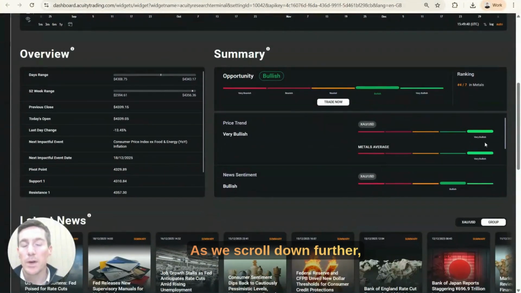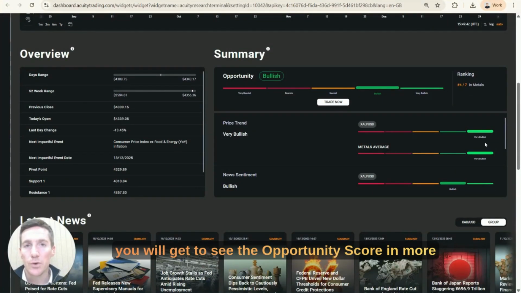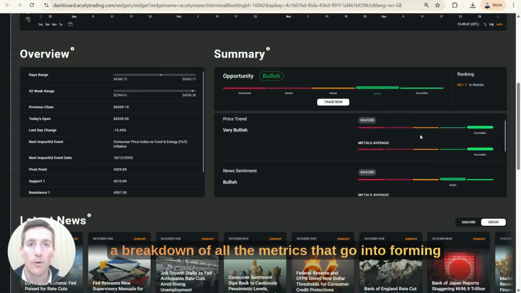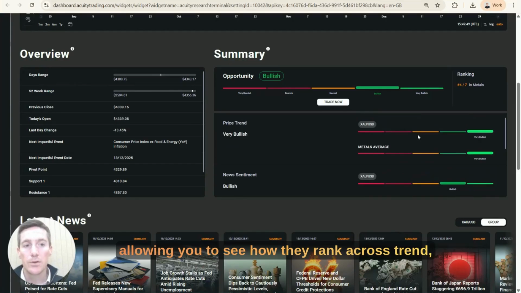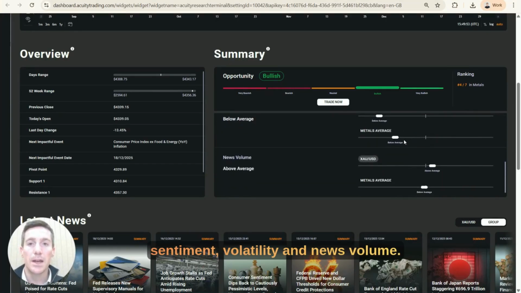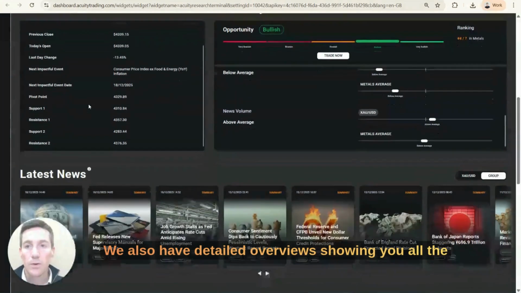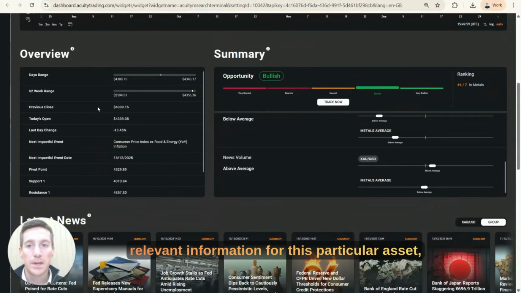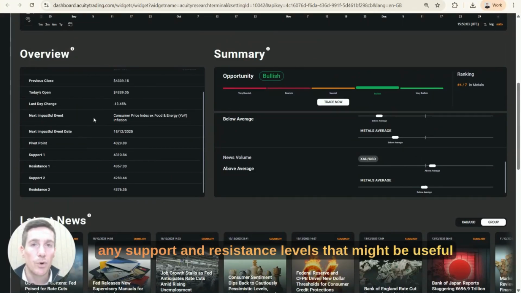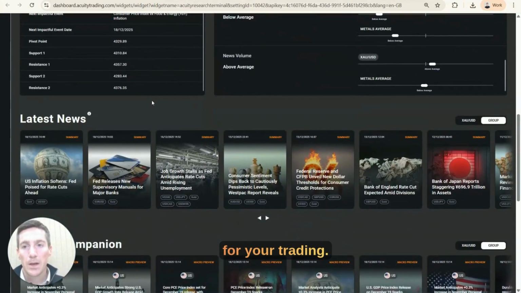As we scroll down further, you will get to see the opportunity score in more detail, a breakdown of all the metrics that go into forming our opportunity score, allowing you to see how they rank across trend, sentiment, volatility, and news volume. We also have detailed overviews showing you all the relevant information for this particular asset, whether it be the next impactful event or any support resistance levels that might be useful for your trading.